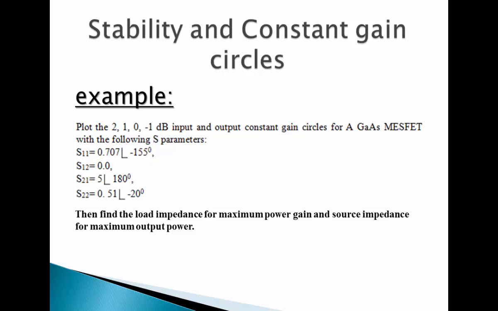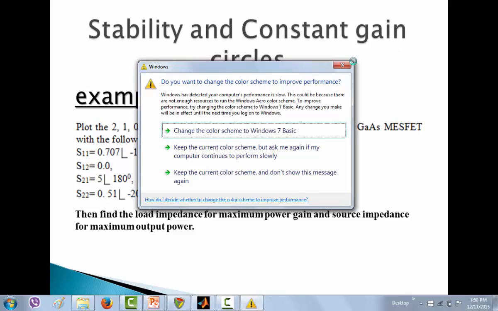Plot the 2, 1, 0, and minus 1 dB input and output constant gain circles for a GaAs MOSFET with the following S parameters. S11 equals 0.707 with a phase of minus 155 degrees. S12 equals 0. S21 equals 5 with a phase of 180. S22 equals 0.51 with a phase of minus 20 degrees. The second part of the example is to find the load impedance for maximum power gain and the source impedance for maximum output power.